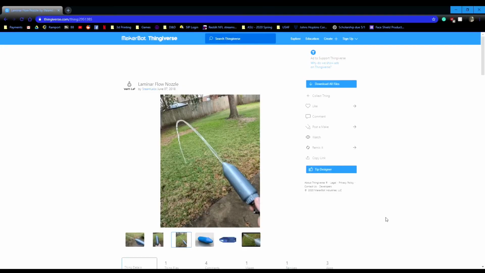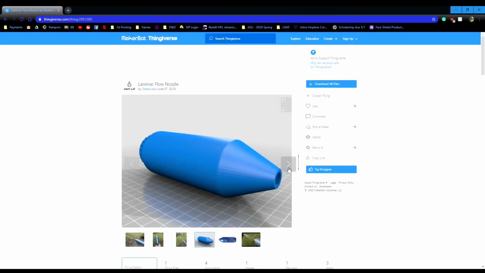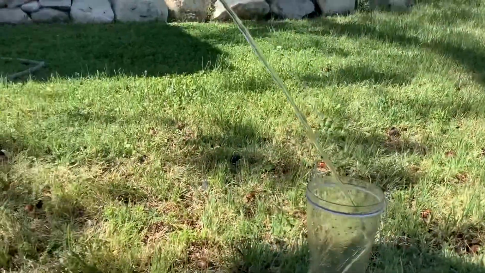Now that we understand how everything flows together, let's go ahead and conduct an experiment. Let's calculate the Reynolds number of a 3D printed nozzle. Now this nozzle was brought to us by Steam Lads, and it's specifically designed to be used for laminar flow production. So let's see if it's any good.